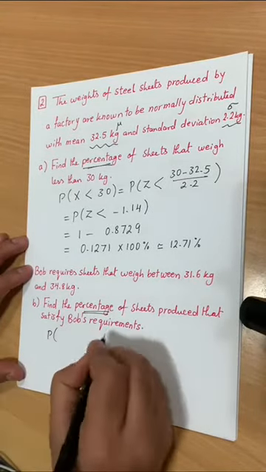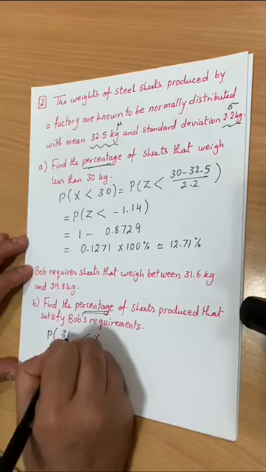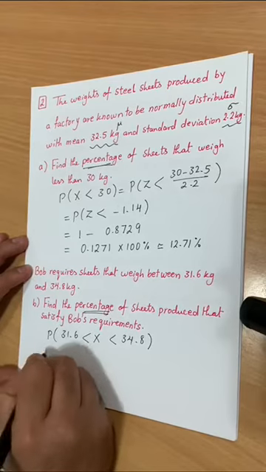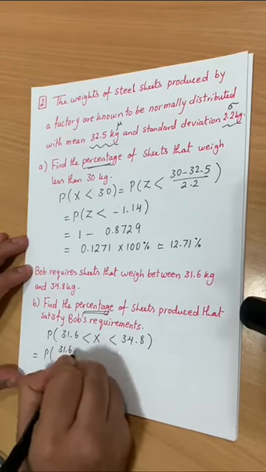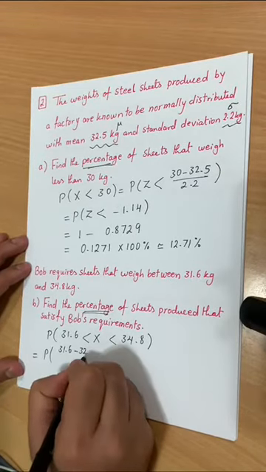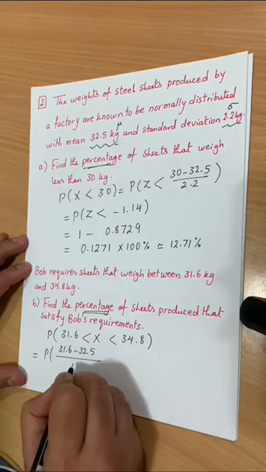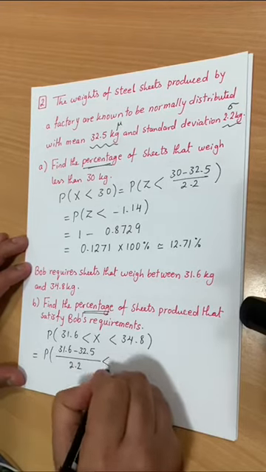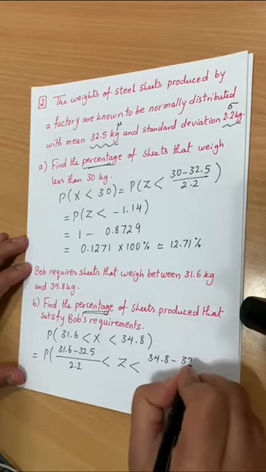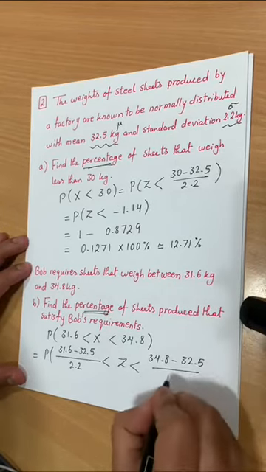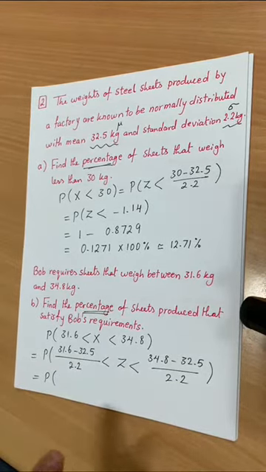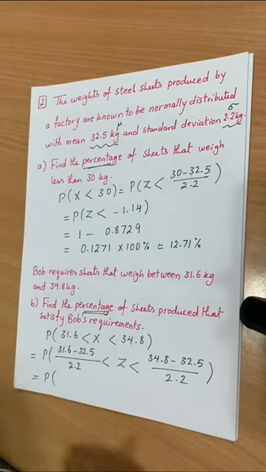It's required to find probability of X between 31.6 and 34.8. So it's probability of (31.6 minus 32.5) over sigma, which is 2.2, less than Z less than (34.8 minus 32.5) over 2.2. And remember, we have to convert these two values. We have to find the area between two values.